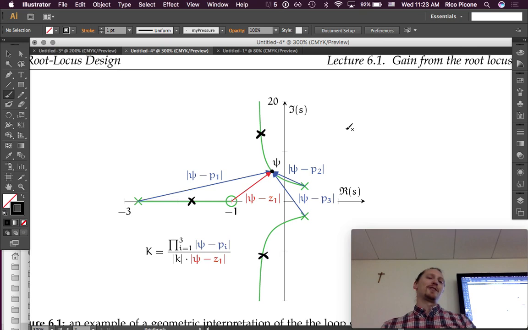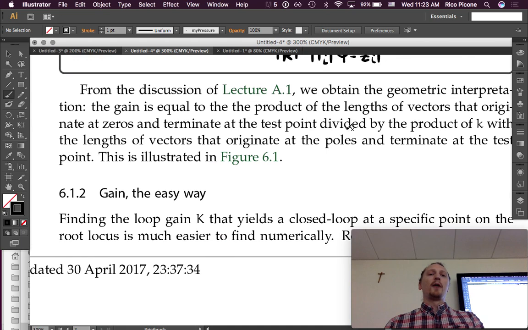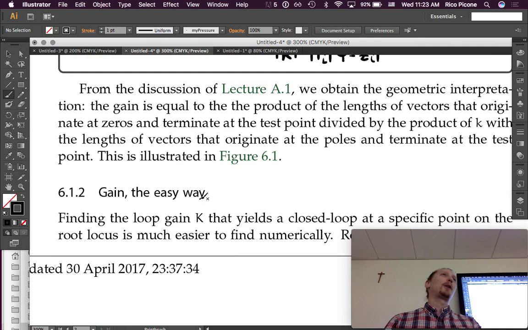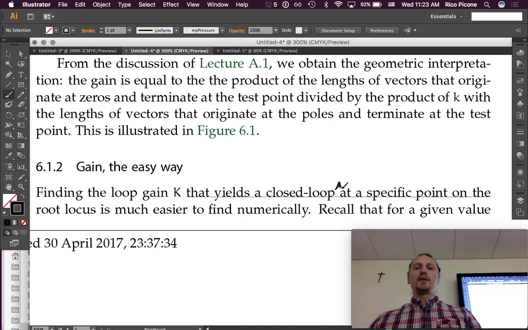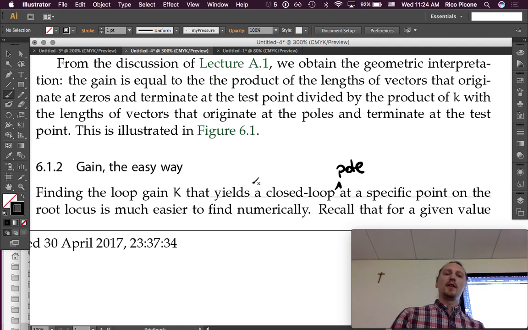And now we're going to do the easy way, okay? So that was the hard way. Here's the easy way. Finding the loop gain, K, that yields a closed loop pole at a specific point on the root locus is much easier to find numerically.